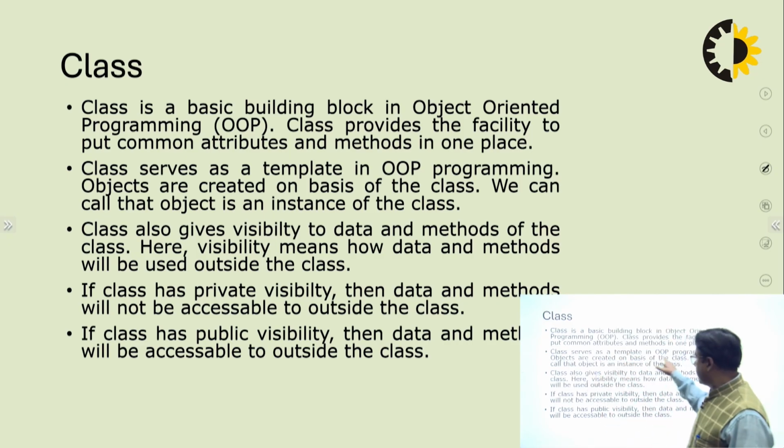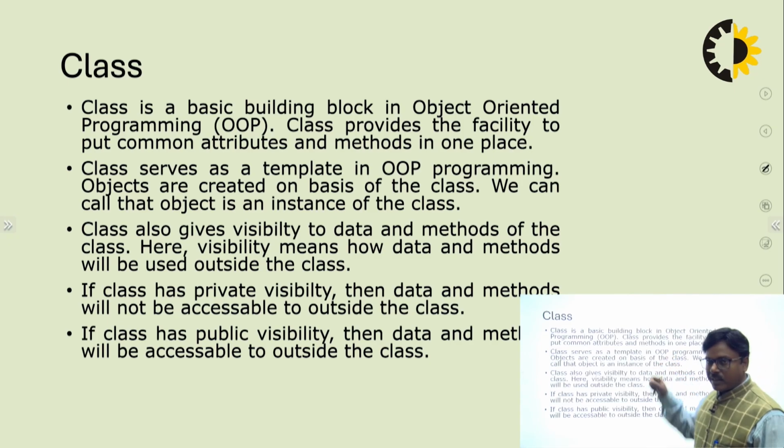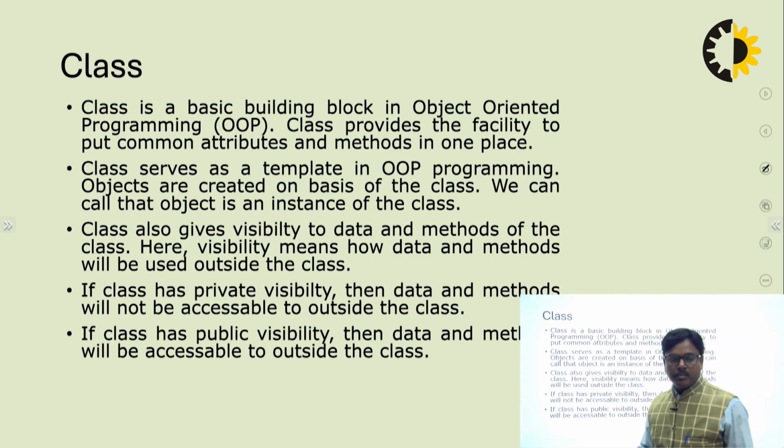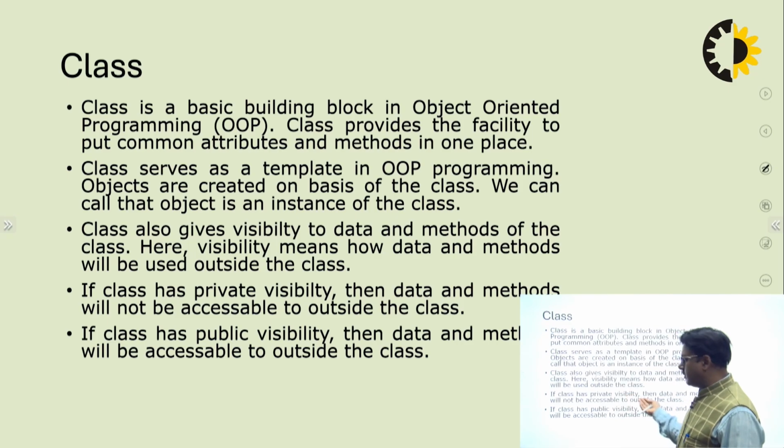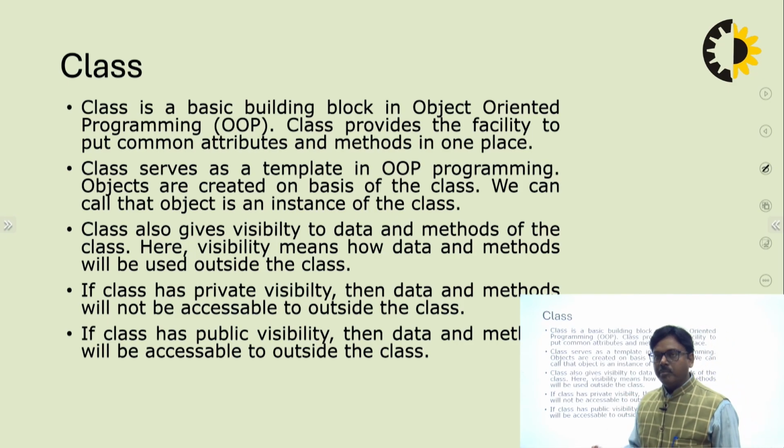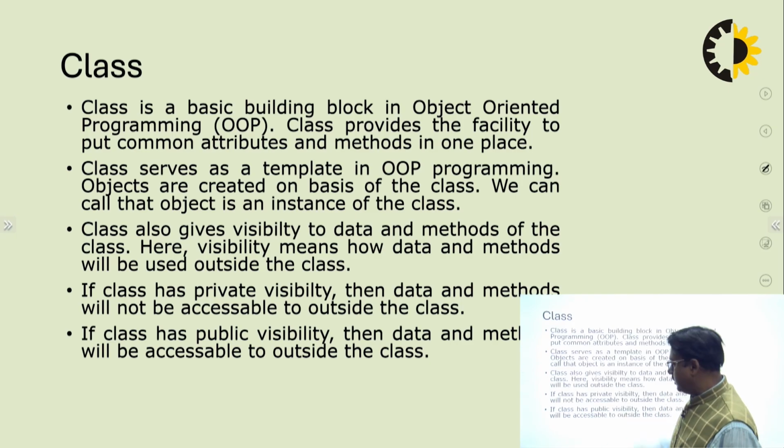A class serves as a template in OOP. A template means an outline having some specific features which are to be manipulated further in the programming language. Regarding visibility, if a class has private visibility, it means the concept of an access modifier is there, which helps to explain the visibility of the classes being used in the programming language.